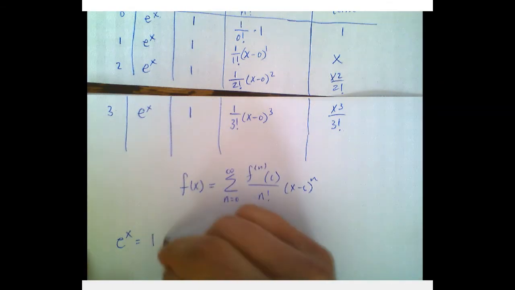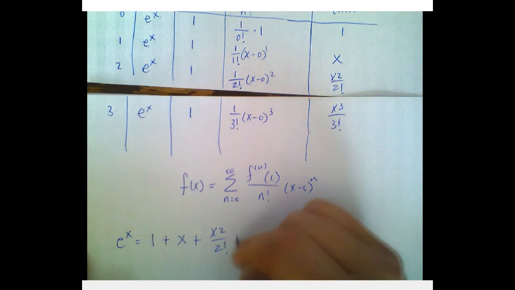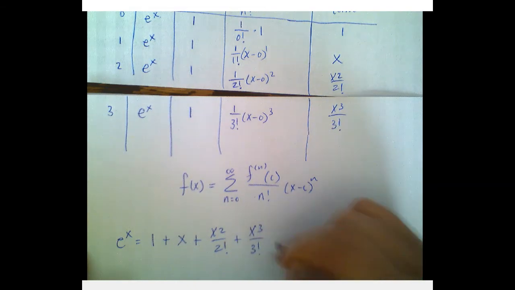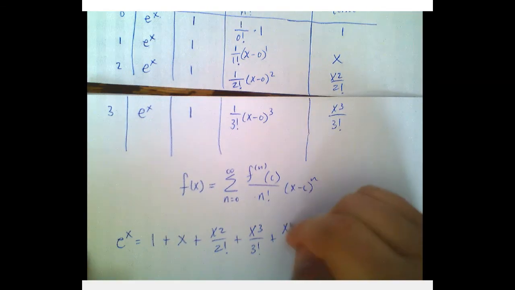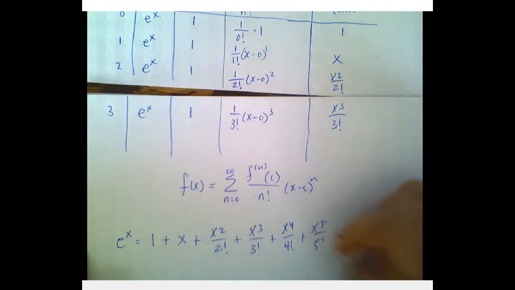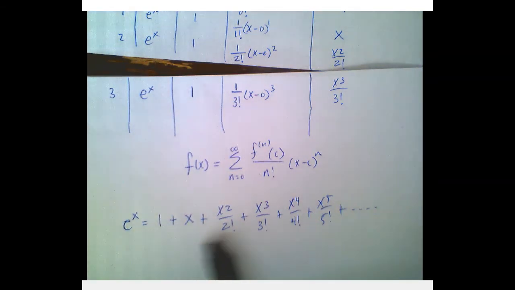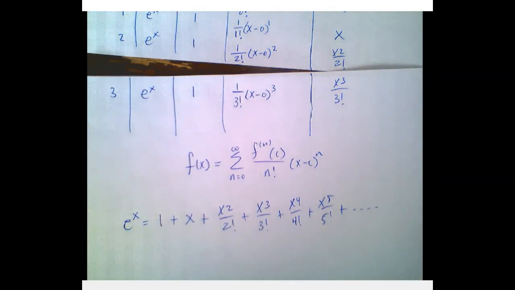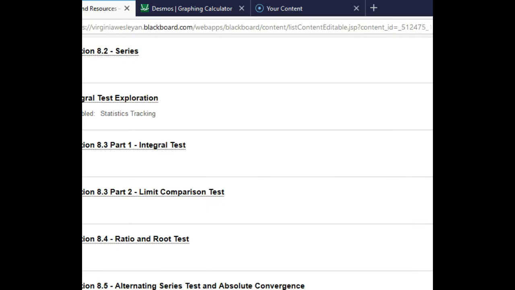So 1 plus x plus x squared over 2 factorial plus x cubed over 3 factorial plus, based on this pattern, what do you think the next term would be? Well, the last two terms kind of give it away. The next term would be x to the 4th over 4 factorial, then x to the 5th over 5 factorial, and so on and so forth forever. So this means that the e to the x function can be represented by this infinitely long polynomial function. Okay? So let's take a look at what that looks like.